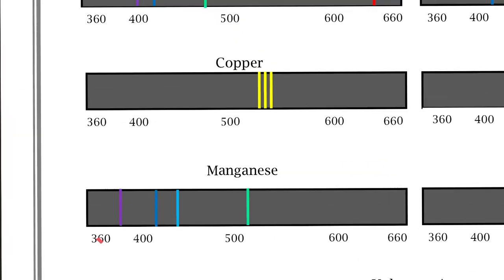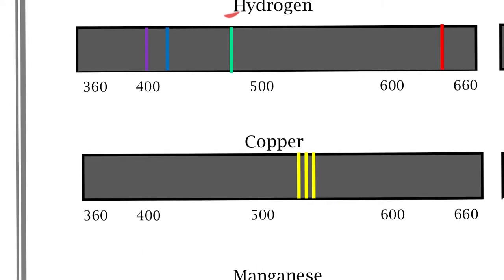So there's hydrogen. There's our 4 colored lines. What do you think is causing those 4 colors to show up, using what we just did? Pause the video and go ahead and answer that question.